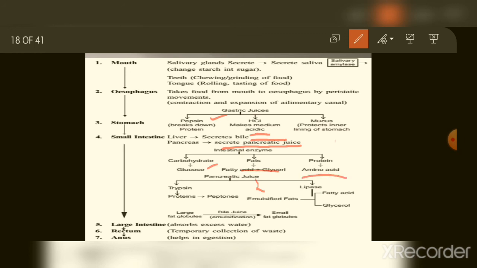So next one, pancreatic juice. There are two types, right? Trypsin and lipase. Trypsin converts proteins into peptones, that is, it digests proteins. And lipase converts the emulsified fats into fatty acid and glycerol. The emulsified fat is the large fat globules which are emulsified by bile juice into small fat globules. Then the large intestine absorbs excess water, and the rectum is the place where the collection of waste takes place.